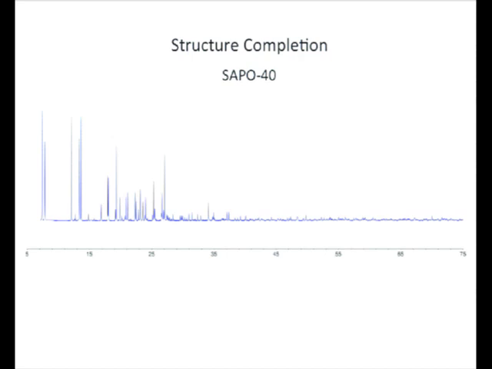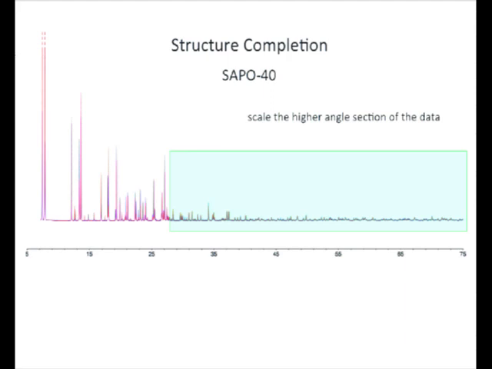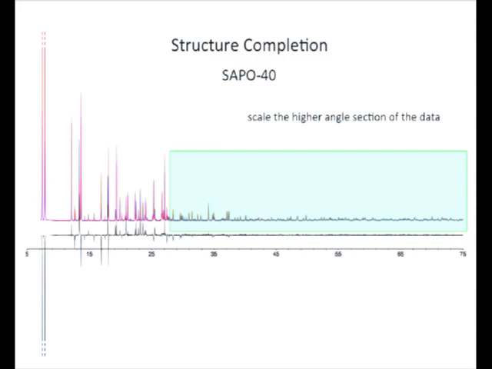Okay, let's go back to our scaling. These template molecules particularly affect the low angle reflections. If we take the high angle data, the high resolution data, this is where the framework is really having its say. And I use that section of the pattern to scale. Then my difference looks like this. So there's almost no difference at higher angles, but it's awful down here.